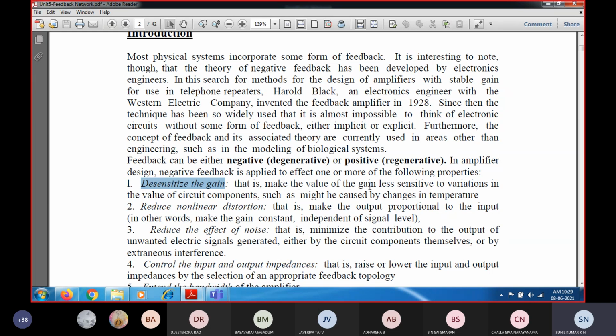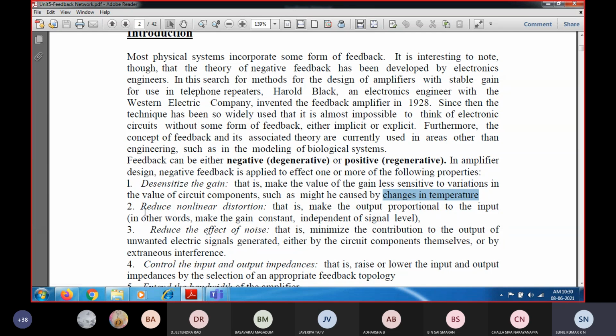That is what he has explained over here. Desensitizing the gain is making the value of the gain less sensitive to variation in the value of circuit components, such as might be caused by changes in temperature, as I told. So if there are any changes in the external environment, or in the component values in the circuit, the gain should not depend upon those changes. That is the desensitivity of the gain, a very important thing, and we are going to see in detail what is meant by desensitivity.